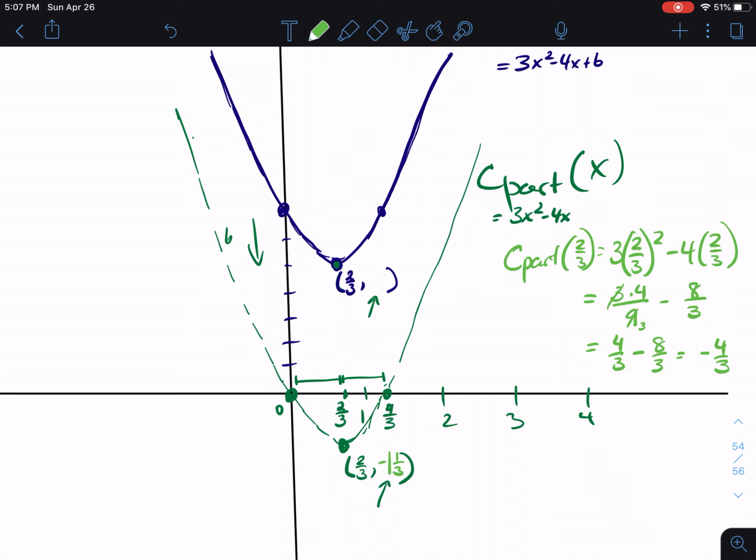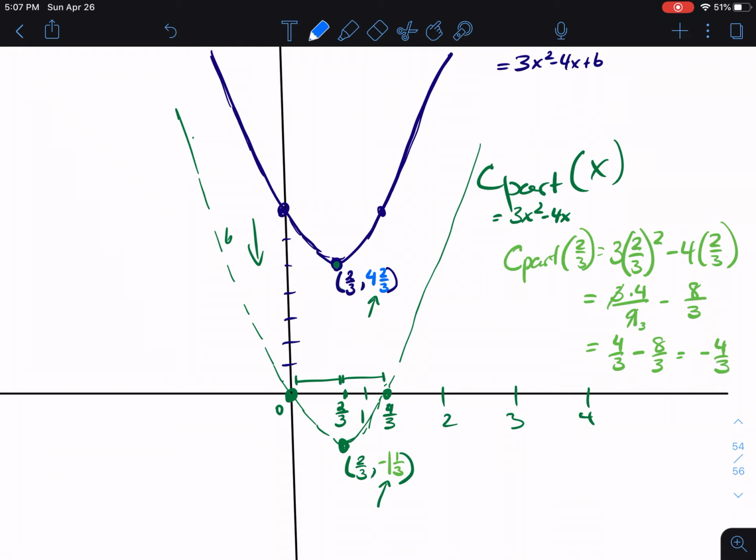Oh, wait, but then we should be able to figure out this value too, because all we have to do is add 6. So from negative 1 1/3, we need to add 6, and we would get 4 and 2/3. Okay, so the vertex is at 4 and 2/3.